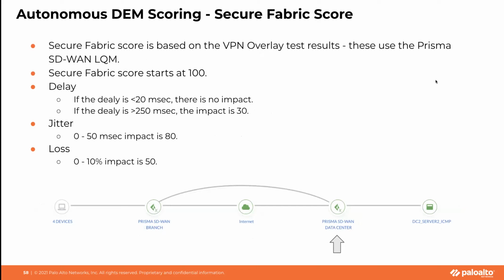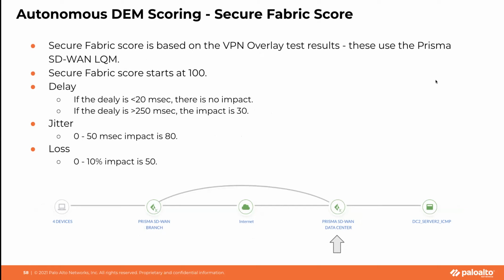Another scoring is the secure fabric score. The secure fabric score is based on VPN overlay test results. They use the Prisma ADEM LQM, and it also starts at 100. For delay, if the delay is less than 20 milliseconds, there is no impact. If the delay is greater than 250 milliseconds, the impact is 30.